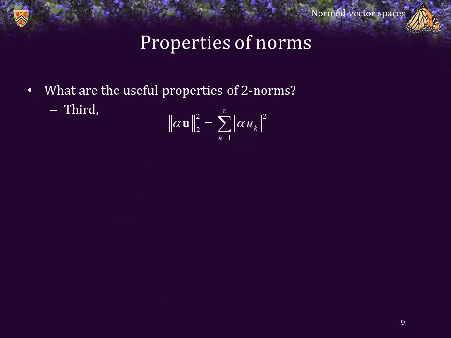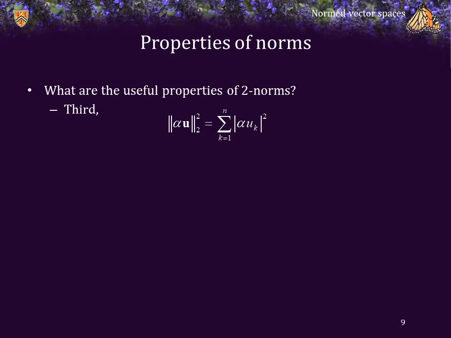Third, what is the 2 norm squared of alpha times u? Well, alpha times a vector u simply multiplies each entry of the vector by alpha. So the 2 norm squared, which essentially gets rid of the square root, is just the sum k going from 1 to n of the absolute value of alpha times u sub k all squared.